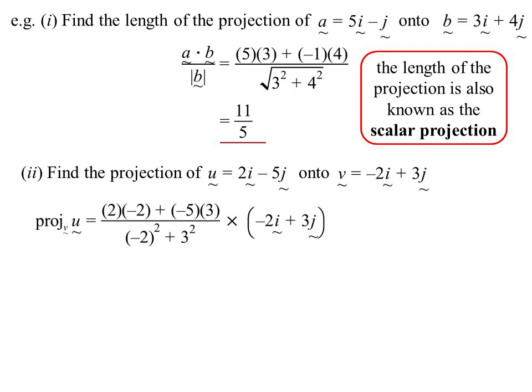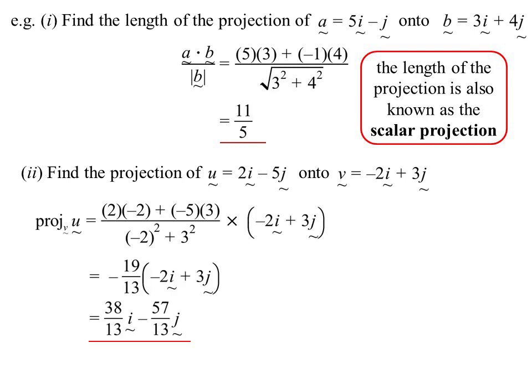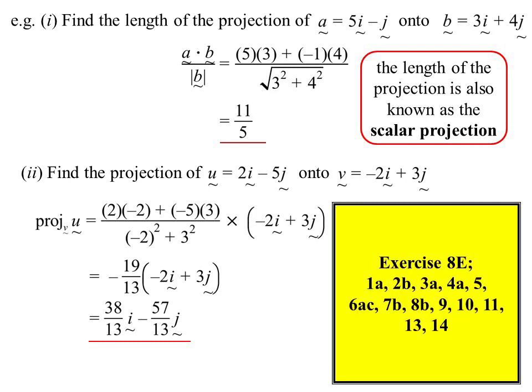So negative 2 squared plus 3 squared, but multiply it by this vector. That fraction works out to be minus 19 on 13, times by that. Wow, if I want to write it as one thing, there it is. 38 on 13 i, minus 57 on 13 j. Just a quick one for today. Just how we project one vector onto another one.